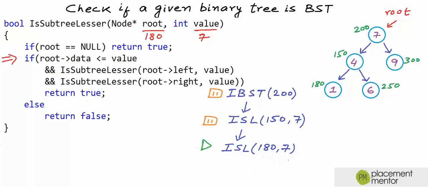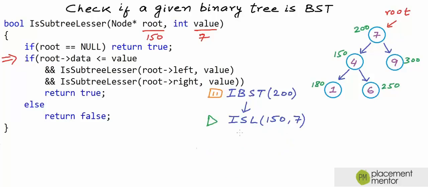Now in the previous call, when root is 180, the second condition of the if is also true, so we will make another call for the right subtree. Once again the address passed will be 0 and we will simply return true. And now this call, isSubtreeLesser 187, has all three conditions true, so it can also return true. And now the call isSubtreeLesser 157 will resume.